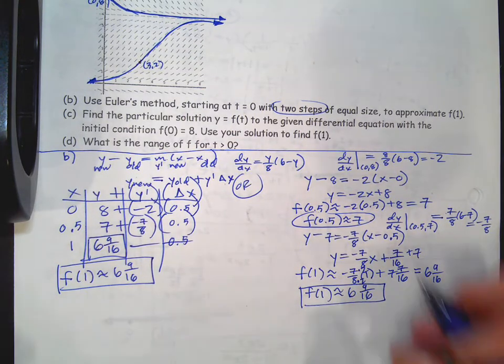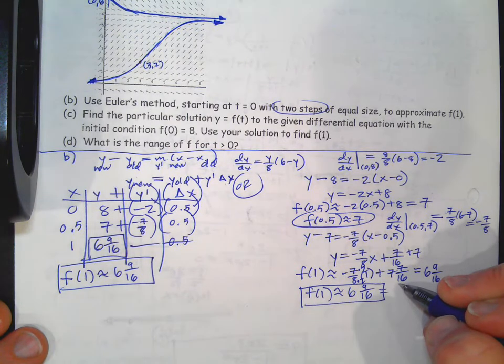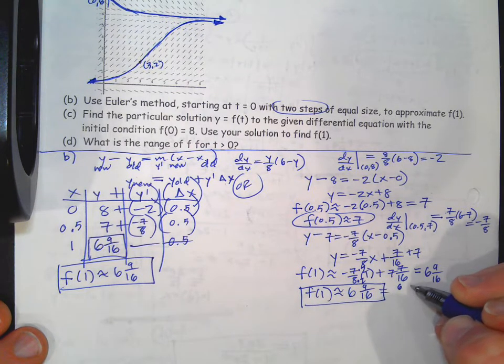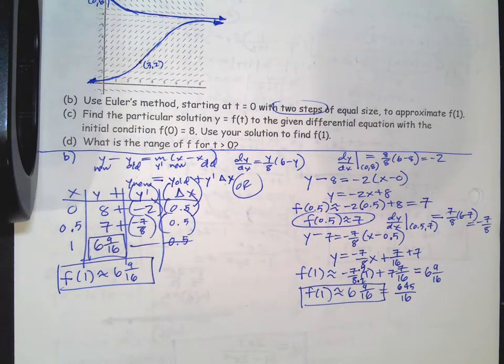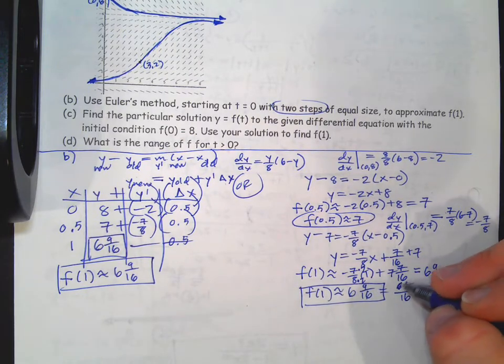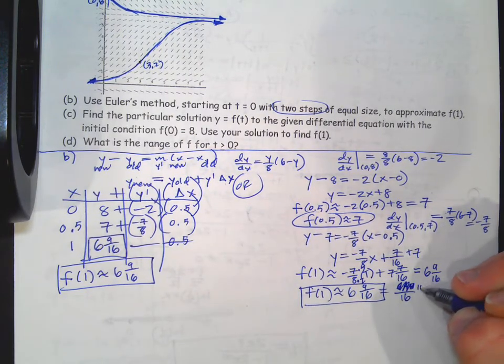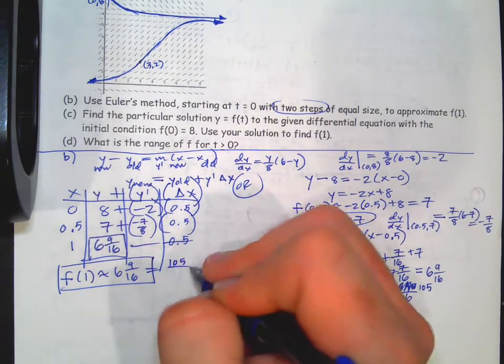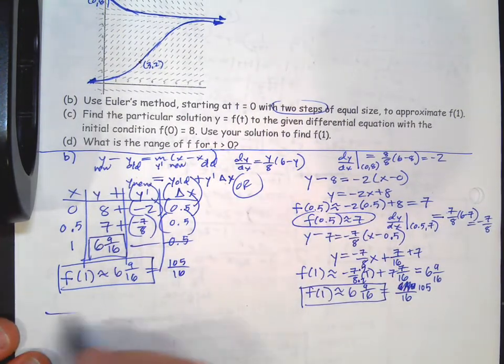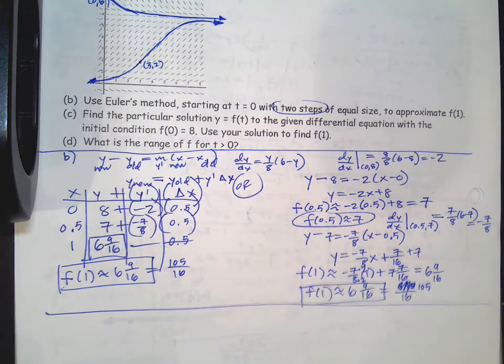What would it be? 6 times 16 is 96, plus 9 is 105. So 105/16. All right, that's Euler's method, multiple tangent line approximation.